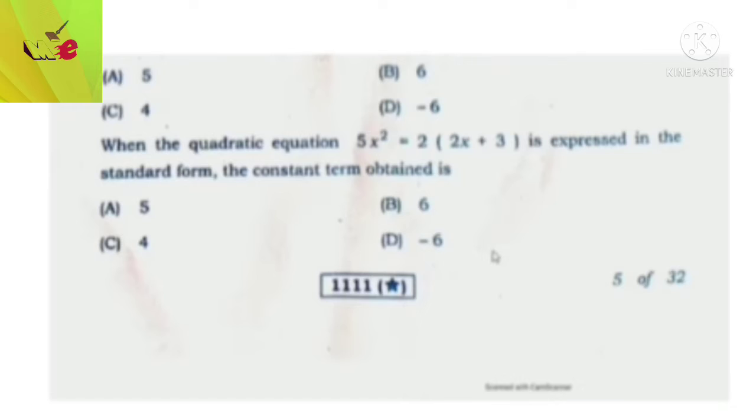Second question: when the quadratic equation 5x square equal to 2 into 2x plus 3 is expressed in the standard form, the constant term obtained is. So you multiply 2 into 2x, 4x, plus 2 threes are 6. Transpose this 6 to this side, minus 6, so option D is the right answer.